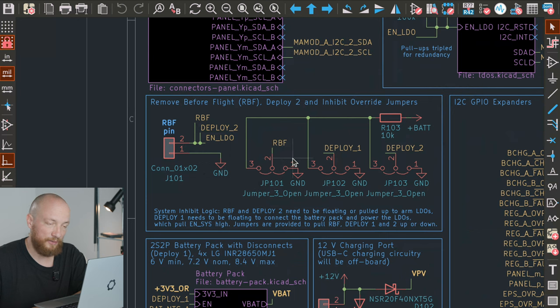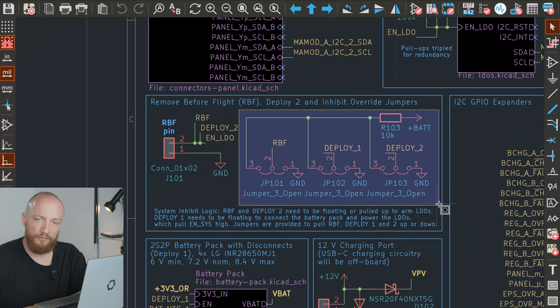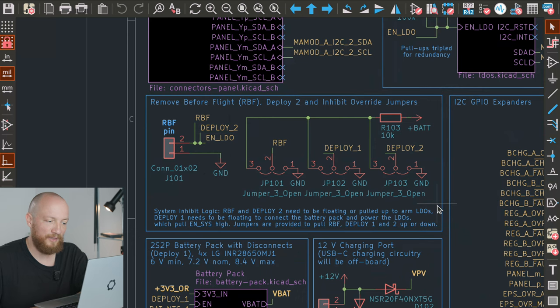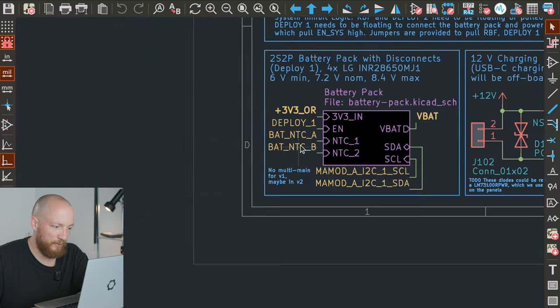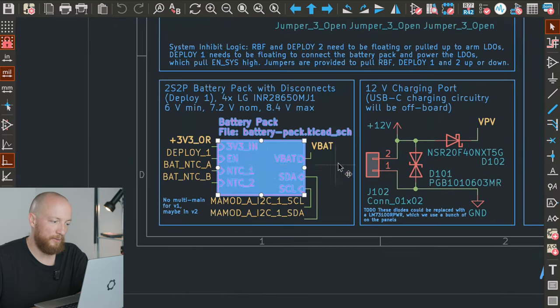Now deploy 1, on the other hand, goes straight to the battery load switches. Those are the devices that we're going to see in a minute that actually disconnect the batteries from the system. But here next to this RBF pin, we just have jumpers to override all three of these inhibits. I just wanted a way to pull any of these up or down for development. The deployment 1 goes into the battery pack, which is what we are going to talk about next.